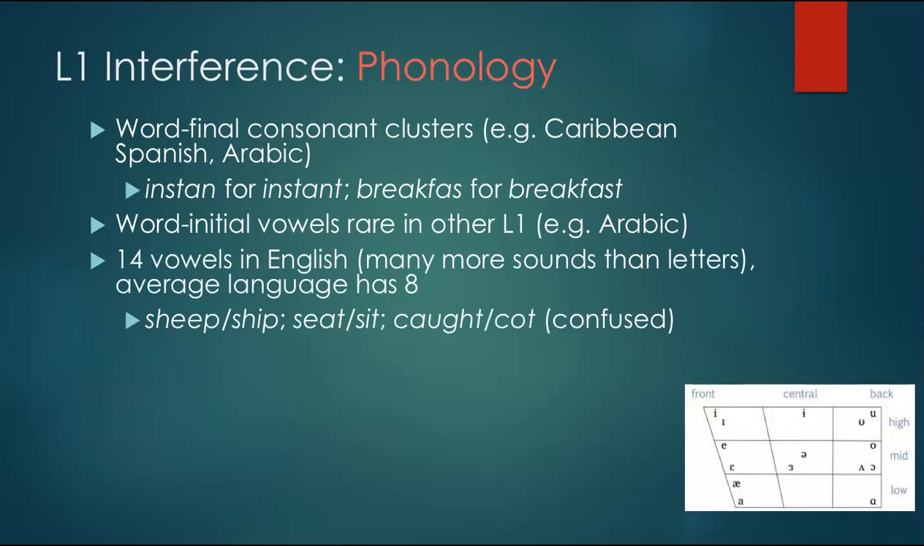Speaking of vowels, we have a lot of vowel sounds in English. We grow up hearing A, E, I, O, U, and sometimes Y. Well, those are letters, but in terms of the sounds that our vowels make in different constructions, we actually have about 14 vowel sounds in English. And the average language has about 8 vowel sounds. So in order to be able to produce all of these vowels, students really need to be taught to hear them before they can be taught to say them.